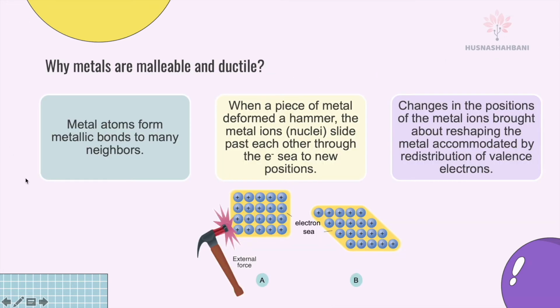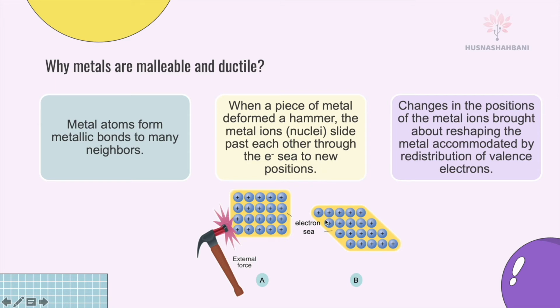Why metals are malleable and ductile? Metal atoms form metallic bonds to many neighbors. So we know that the metallic bond is different from ionic bond. Ionic bond, transfer of electron and receive electron, and you form bond fixed. But metallic bond, the valence electron in the sea of delocalized electron, it's moving. When a piece of metal deforms by a hammer, the metal ions slide past each other through the electron sea to new position.